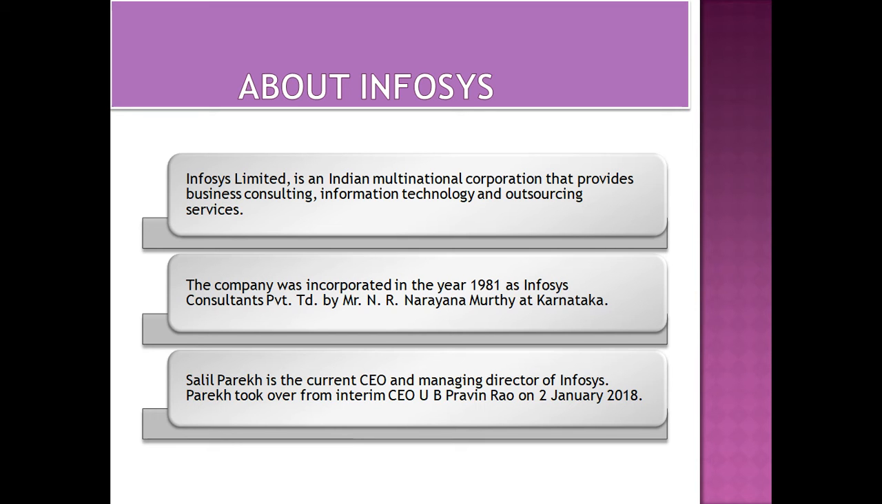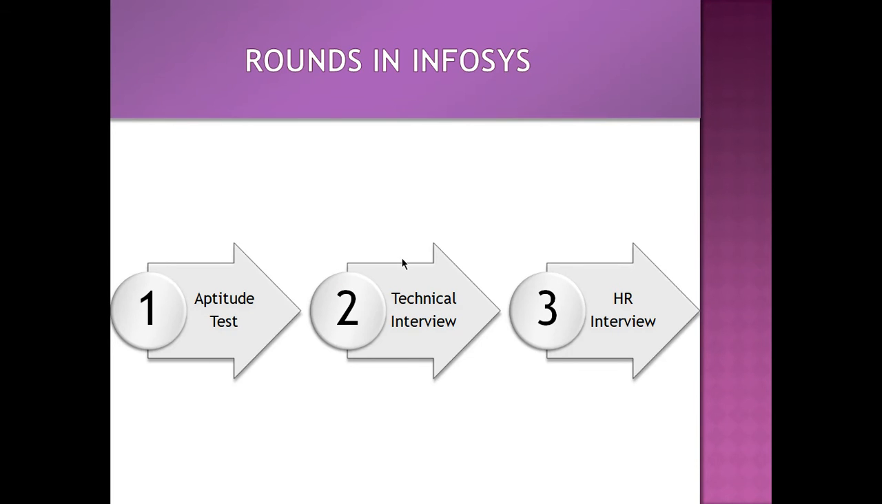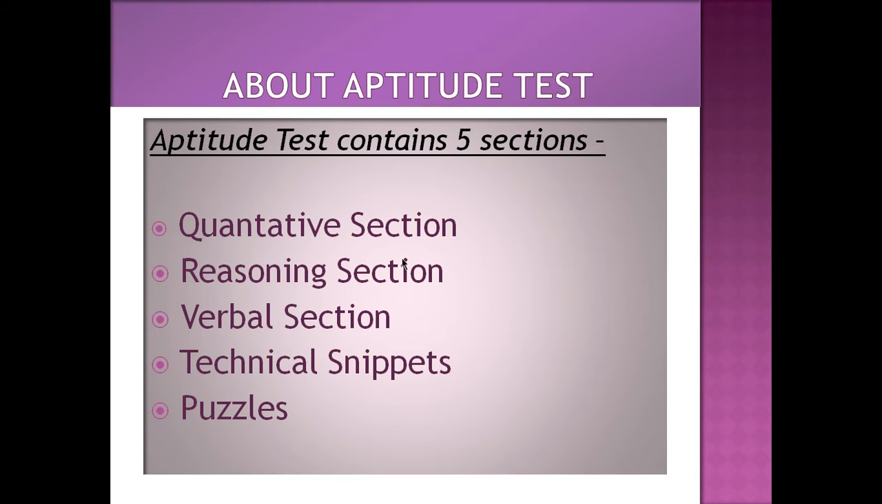The next slide contains the rounds of the Infosys recruitment process. The first round is the written test. You must clear this round for the further process. In this test, there are five sections in the Infosys online test, and detailed information will be provided in the next few minutes. If you clear this round, the next round is the technical round followed by the HR round. The online test has five sections: quantitative, reasoning, verbal, technical, which we also call the pseudo code round, and puzzle.